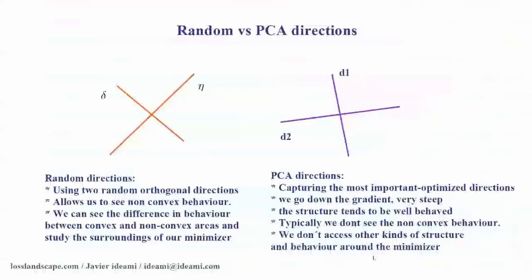Another thing that people ask is, all right, you use random directions. What about using PCA directions, principal component analysis directions? And the answer is, you can use both. You can use all types of directions, but they serve different purposes. For example, if you use PCA directions, you will be visualizing the part of the loss landscape that is the most optimized part. You will be visualizing the part that goes down the gradient that is very well behaved. And typically, you will not see all the richness of the landscape. You will not see the non-convexities. You will be focused on that very optimized part of the gradient down which you are going through.